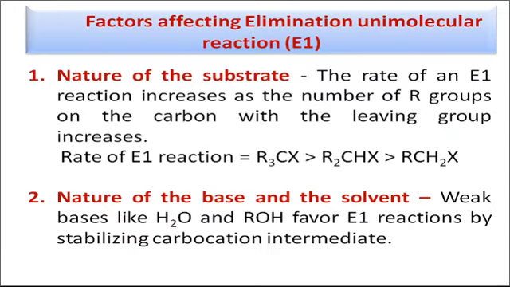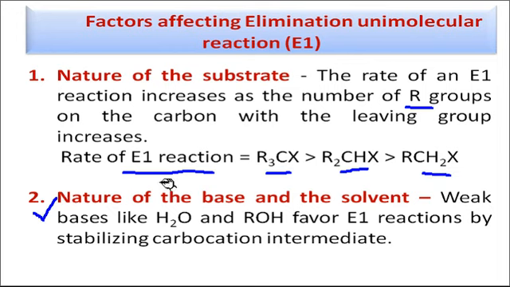Now, what factors affect the elimination unimolecular reaction, the E1 reaction? There are two important factors which affect the E1 reaction. First is the nature of the substrate. The rate of the E1 reaction increases as the number of alkyl groups on the carbon with the leaving group increases. So it is very clear that the rate of E1 reaction is in the following order. Tertiary halides are more reactive than secondary halides, than the primary halides.